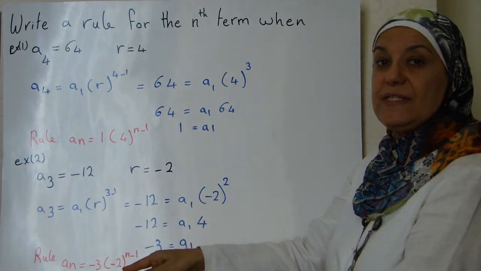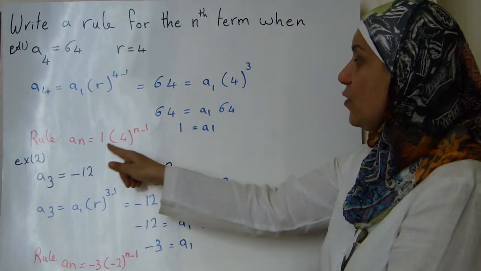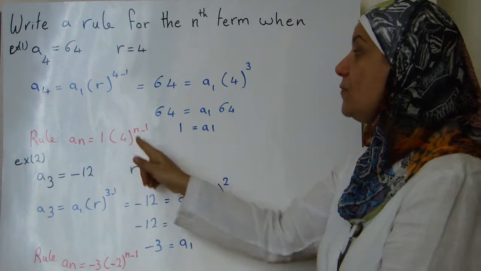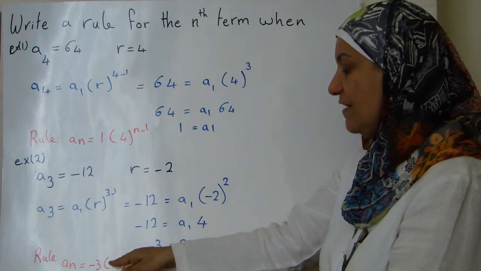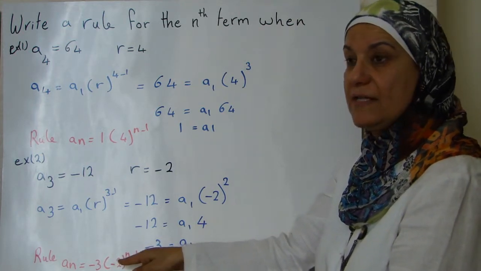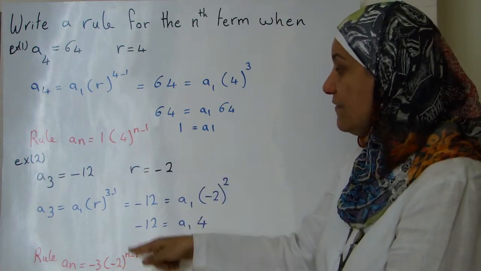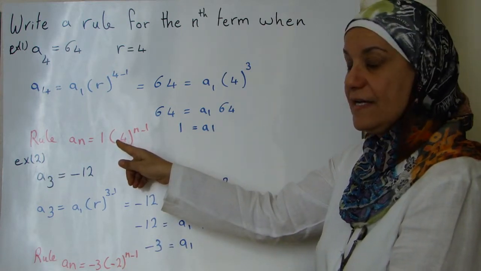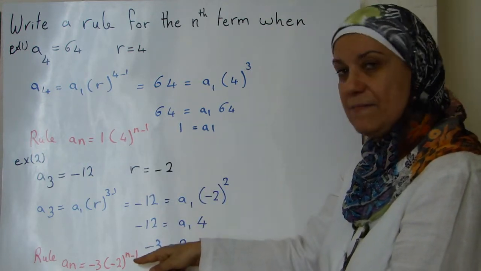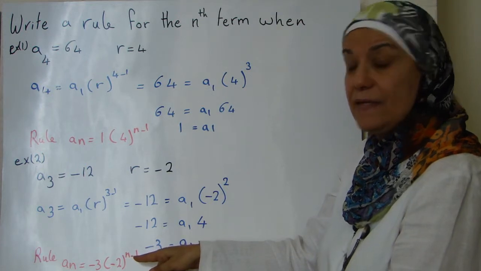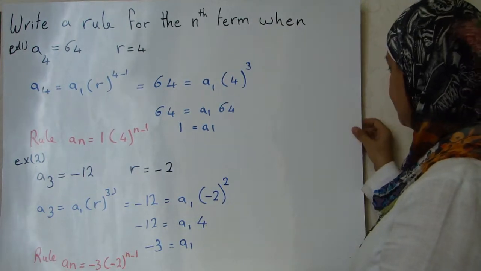Remember, always and ever, when you want to write your rule, don't forget to write your r between two brackets to make sure that if it's a minus, you are going to have the power for the whole minus 2. Not only the 2, but the negative sign as well. So even though here you don't have a negative, you still are going to put it between two brackets. Why? Because you need to make it a habit.